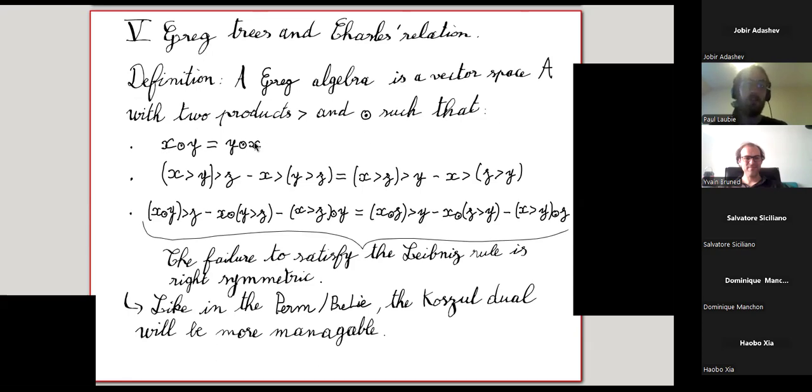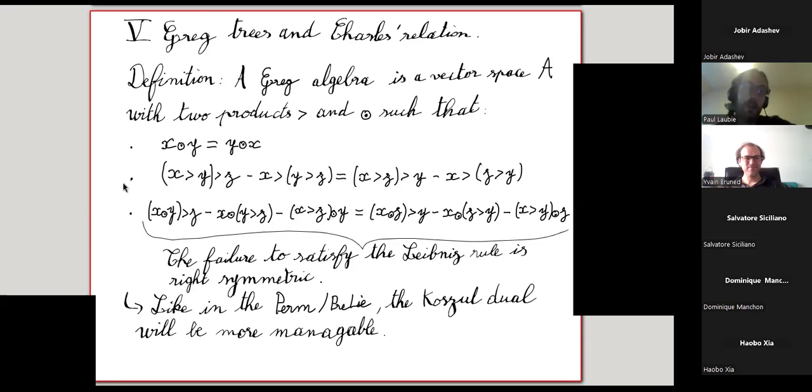And they should satisfy three relations. The first one is the commutativity of this circle. The second one is the pre-relation for the first product, since I said that it should be a pre-product. And the last one is what I call the Greg relation.